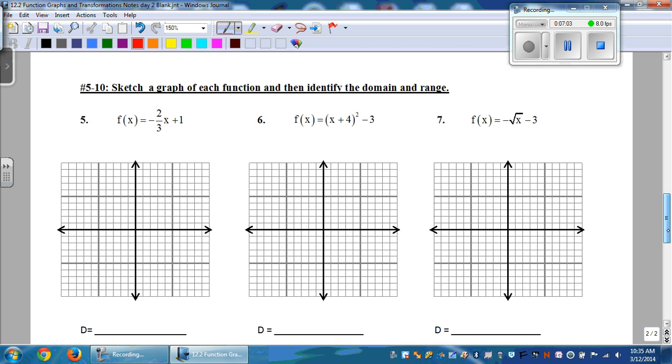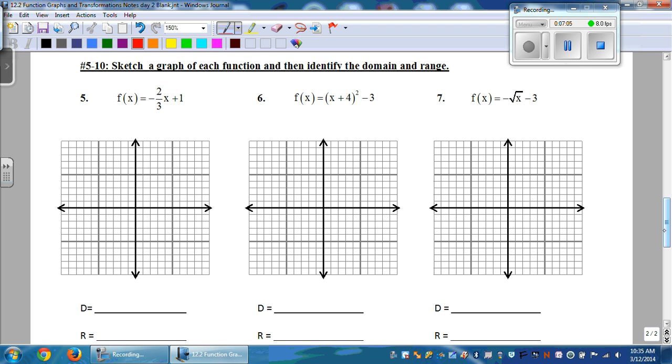Number 5 through 10, it's something similar to what we saw yesterday. This time we're going to graph our original. We're then going to tell what the transformations are, graph the transformations, and then add the domain and range to the functions. Okay, so to me, the value we see is just an x.